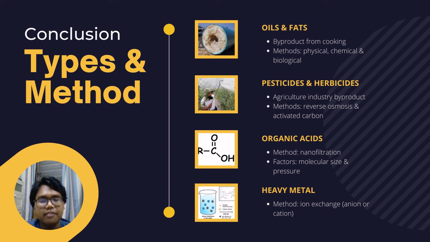Lastly, we have the heavy metal. For heavy metal, the method used is ion exchange. It can be either anion or cation depending on the type and charge of metals in the waterways.